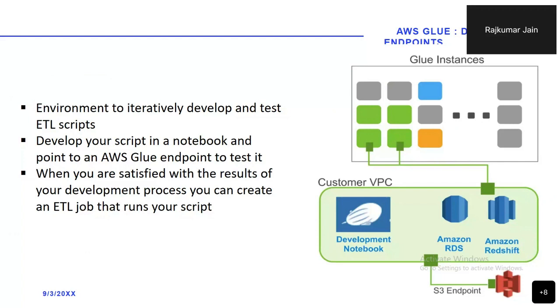So develop your script in a notebook and point it at a Glue endpoint to test it. That is also available. You can develop your script in your own notebook, in PyCharm, and then you can just point that to AWS Glue, and it will test it. When you are satisfied with the results of your development process, then you can create an ETL job, and that runs your script. That's it. So that's very easy to use. The development notebook in the diagram is also showing the same thing. So okay, let's move to the next slide.